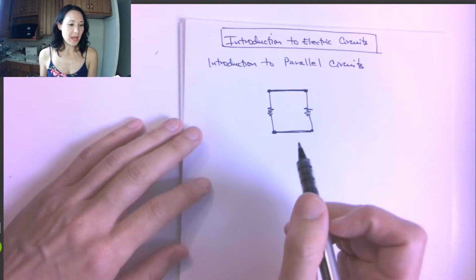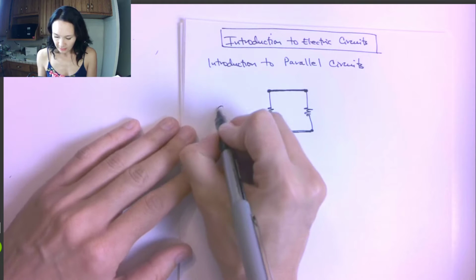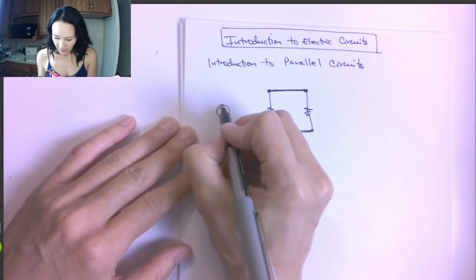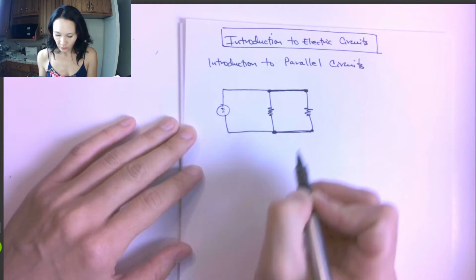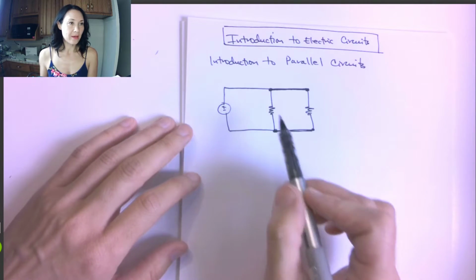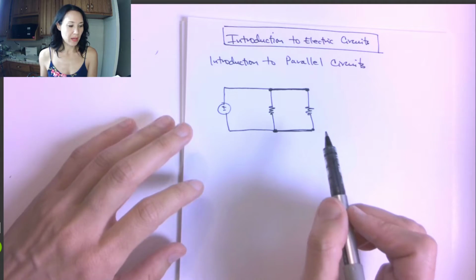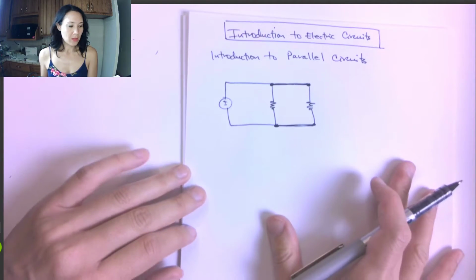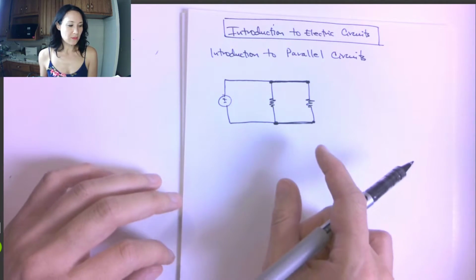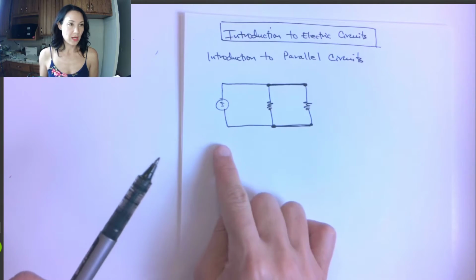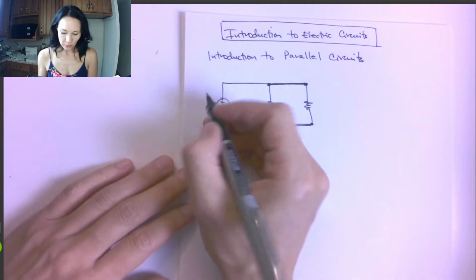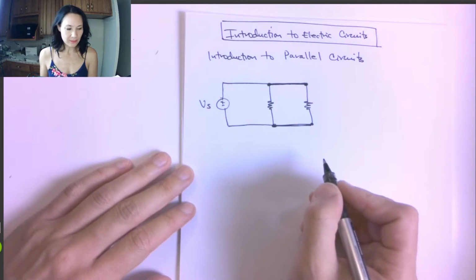Now, if we connect a power supply to this, let's just say we put one here and we connect it in parallel with these parallel resistors, now we have a very basic parallel circuit. A consequence of this orientation is that both of these resistors are connected directly to this power source, so we can call this Vs.